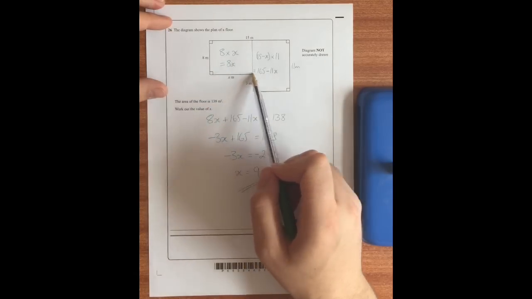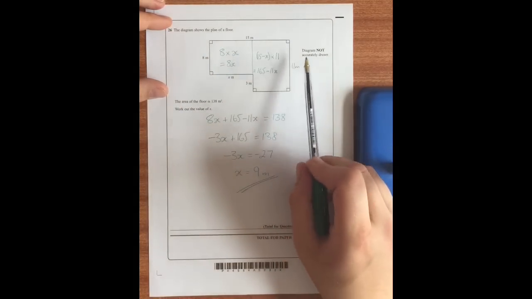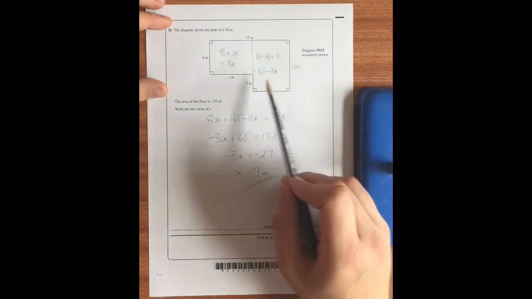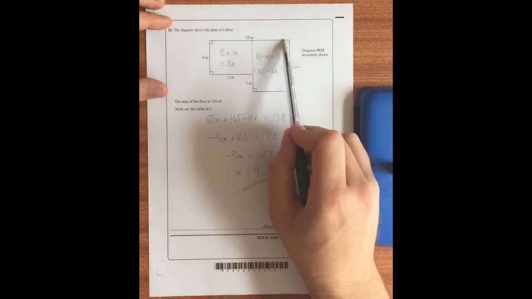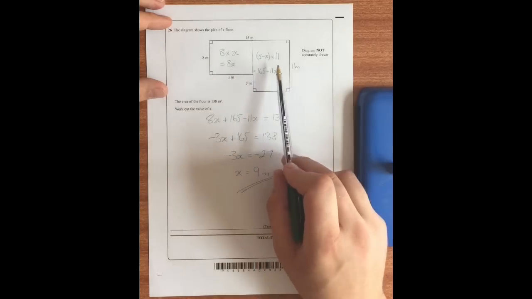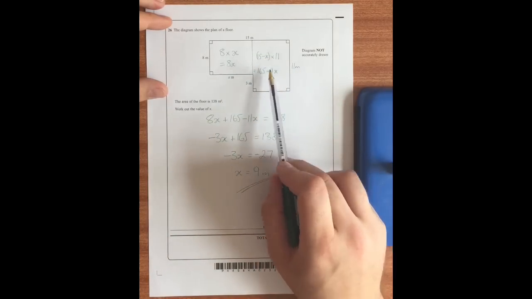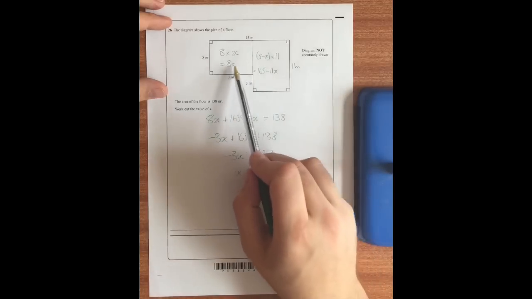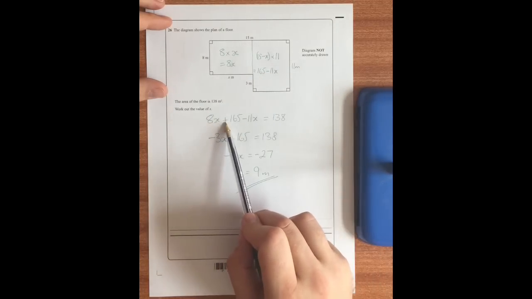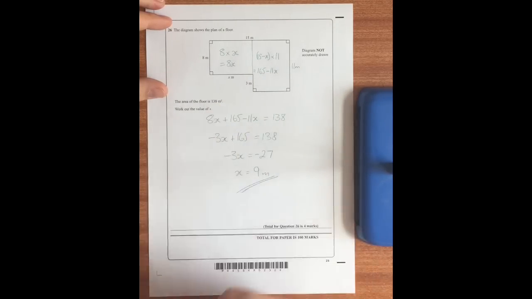So the area of this rectangle here will be 8 times x, which is 8x. And the area of this one, well, this distance here is 11, because 8 add 3. But this distance here is 15 minus whatever x is. So we need to do 15 minus x times 11. And if we multiply that out, we get 165 minus 11x. If we add these two together, we get 8x add 165 minus 11x, and we could put that equal to 138.